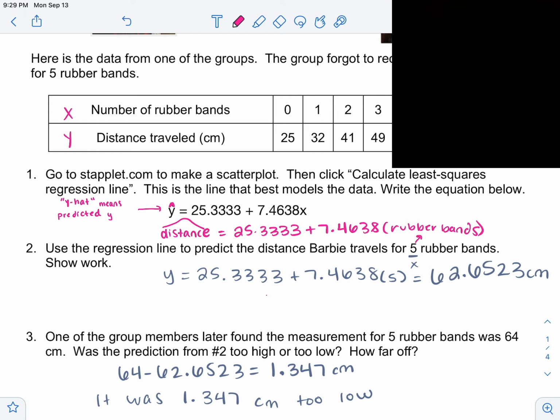Y hat equals 25.3333 plus 7.4638 times 5. I got 62.6523 centimeters. And then I can rewrite that with the distance predicted equals that value. And again, remember, this class is all about communication. So I want to communicate clearly that this is a predicted distance. So it's really important that you have that symbol, and when we talk about it later, that you continue to remember to mention predicted.